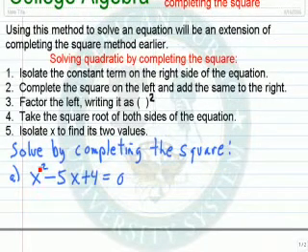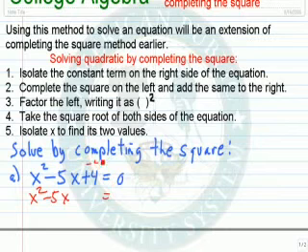So let's try x squared minus 5x plus 4. First thing we want to do is move the 4 to the other side of the equation. So if we subtract 4 from both sides, we wind up with this. We want to complete the square. Since we have a 1 here, we take half of 5. Half of 5 will be 5 halves.